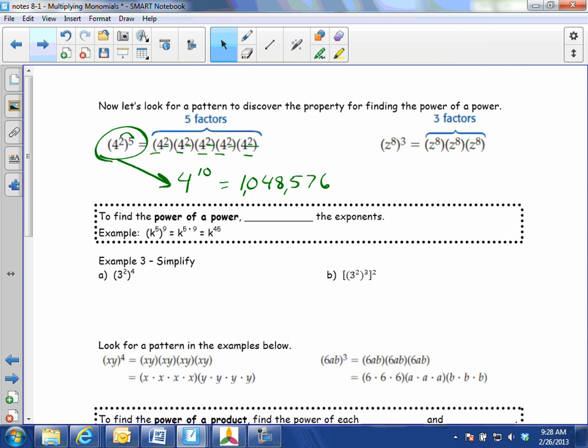Anyway, alright, let's look at this one. So this one's going to say itself times itself 3 times. So 1, 2, 3. If I add 8 plus 8, I get 16, plus 8, so z to the 24. Or we could think what? 8 times 3. Okay, so if we have a power of a power, what do we do with the exponents? Multiply. Very nice.